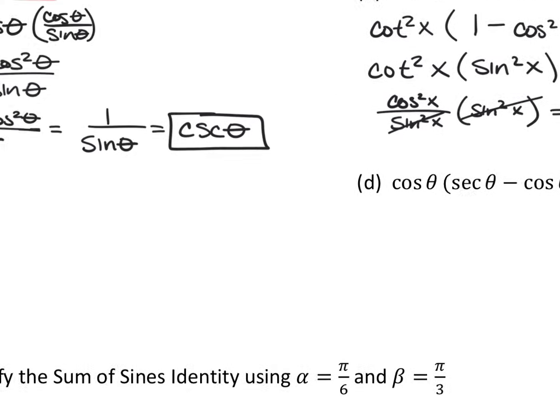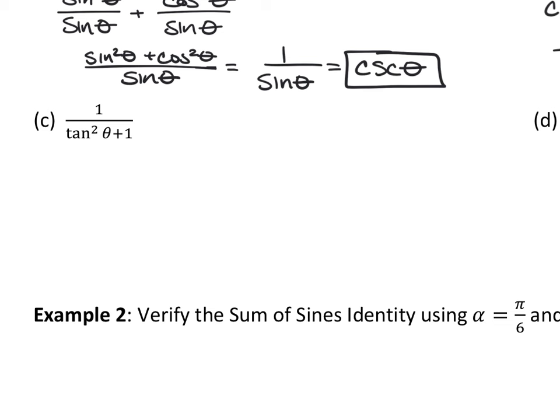Can we try another? Okay. How about this one? We have 1 divided by tangent squared of theta plus 1. Is there something up here that's screaming to you from the formula chart? Because it should be.